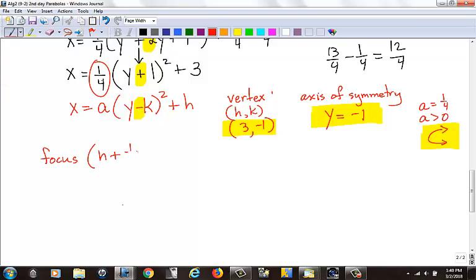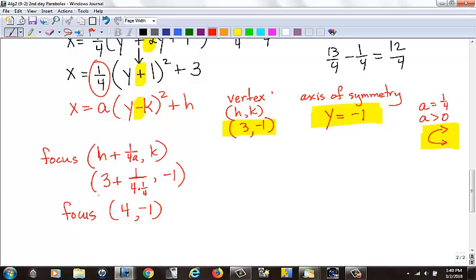Yep, h plus 1 over 4a, and then comma k. So our h is 3. Our a is 4 times 1/4, that's a fourth of 4, 1. And our k is -1. So this would be 3 plus 1, which would be 4, -1. So your focus point is 4, -1.